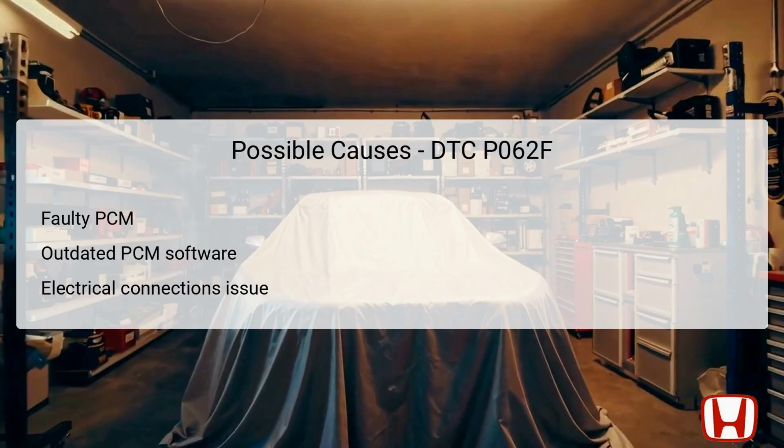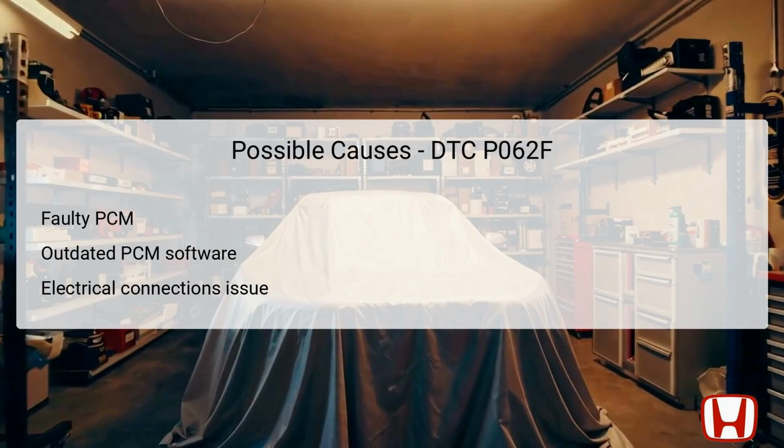The possible causes of DTC P062F include a few critical components and scenarios that need careful examination. One potential cause is a faulty powertrain control module, which may have internal component failures preventing it from effectively storing Keep Alive memory. Another cause could be outdated PCM software. Manufacturers periodically release software updates that enhance vehicle performance and fix bugs. If the PCM is operating on an older version, it might trigger this error code.